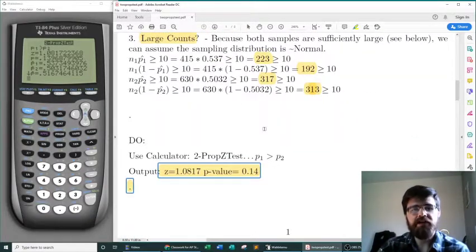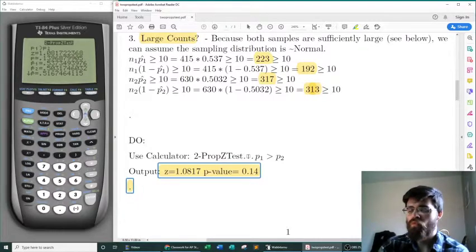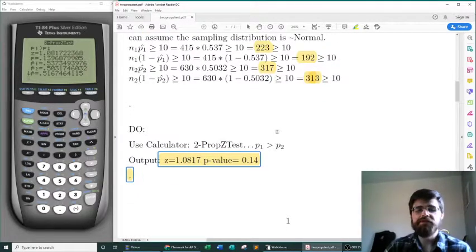So I would encourage you to pause the video right now and see if you can write a conclusion and decide, what does this p-value tell us? What can we decide based on that p-value? All right, let's write our conclusion together.